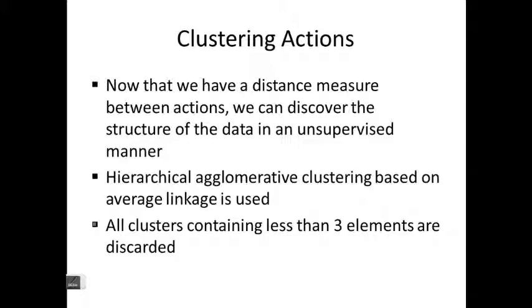So now that we have a distance measure between actions, we can discover the structure of the action data that we have in our data set in an unsupervised manner. Basically, what this means is that we have a data set which is a set of a lot of actions, and we can look at clusters within this set of actions. The method used for clustering different actions was hierarchical agglomerative clustering, and it was based on the average linkage between actions.